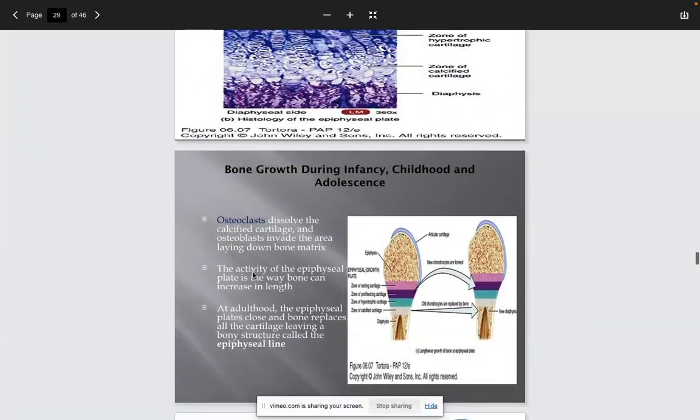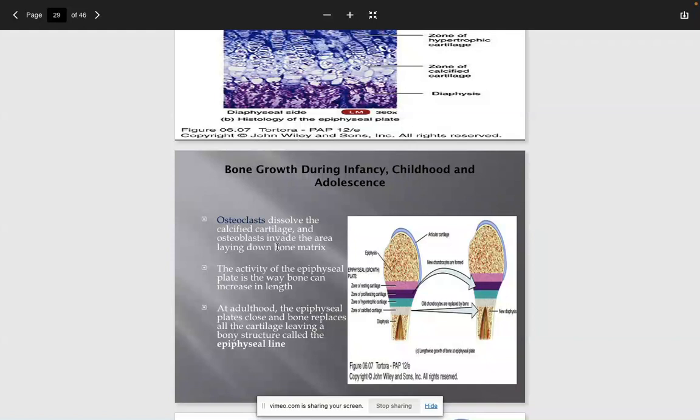Okay, osteoclast. We talked about the osteoblast being important for increasing bone growth, right? B for bone. The osteoclast, I said that this was important to know, this is where bone resorption, or the tearing down of bone, occurs. This is how it happens. So this dissolves the calcified cartilage, and the osteoblasts invade the area, laying down bone matrix. So again, I said osteoclast will remove the calcium off, and then the osteoblasts will take it, and they will recalcify the bone, right, making it stronger.